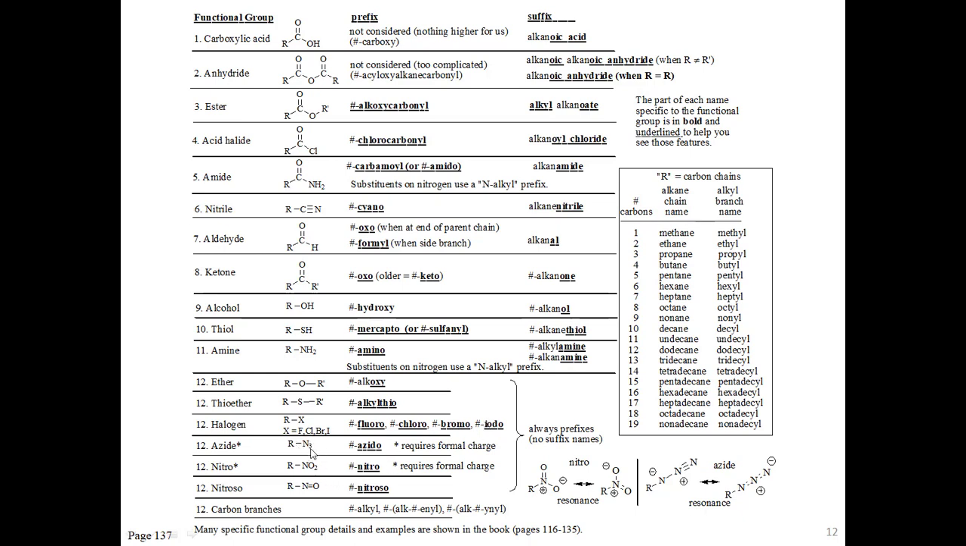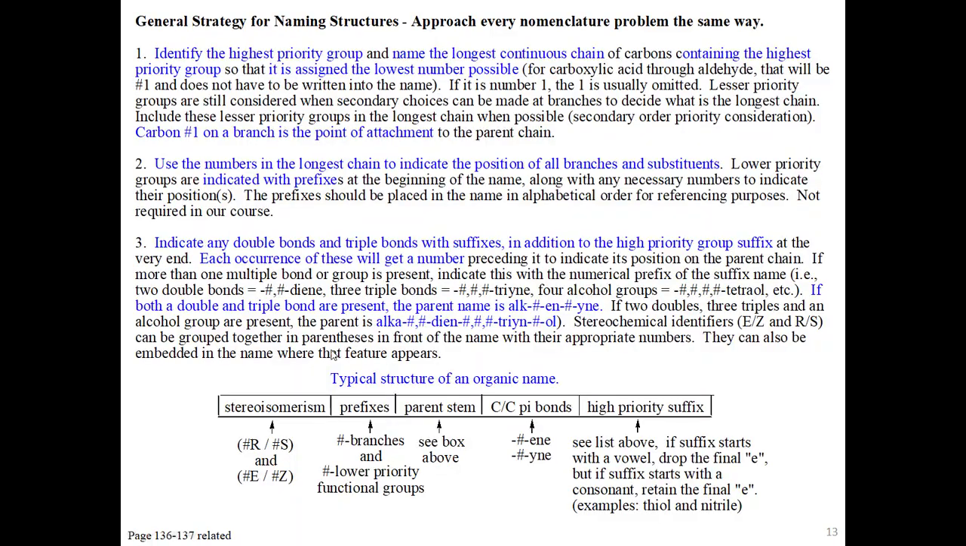The N3 group is a little bit confusing. It's got resonance structures. I think I drew those over here so you can see the resonance structures. That's called an azido group. And then the nitro group also has resonance structures with formal charge. I drew those over here. And then NO by itself is nitroso. Okay, and then we also have to name alkanes, alkenes, and alkynes. But we'll go through that in class.